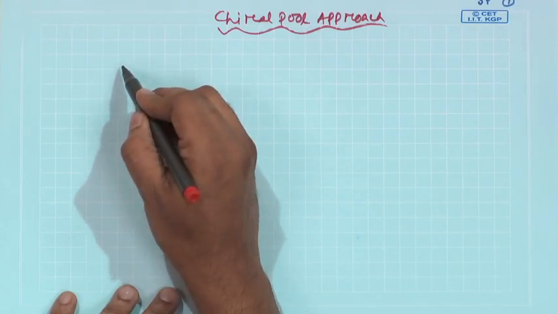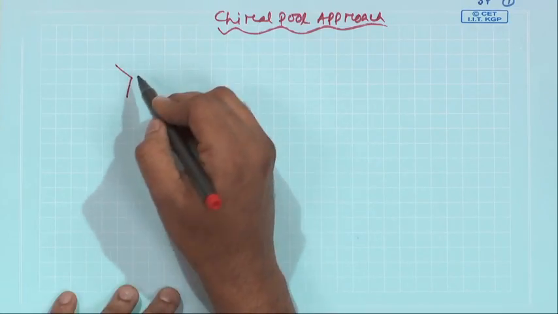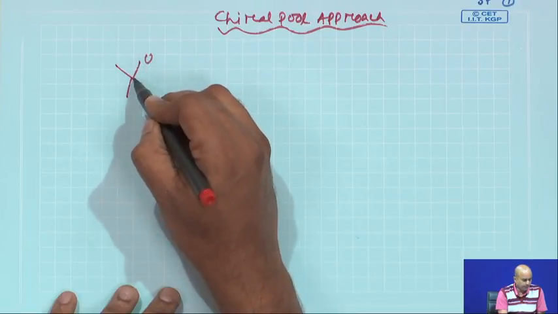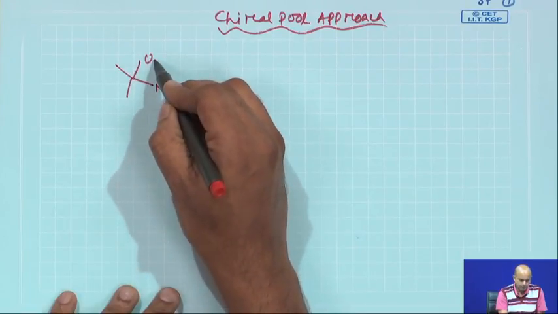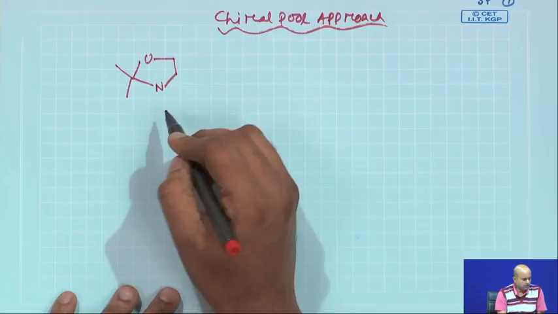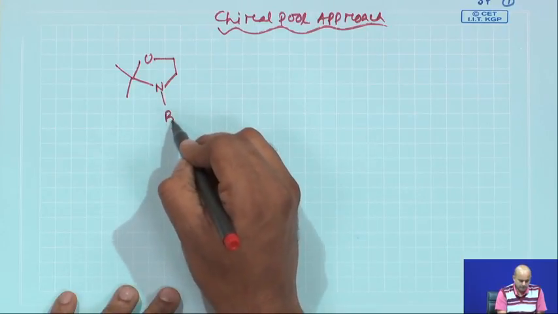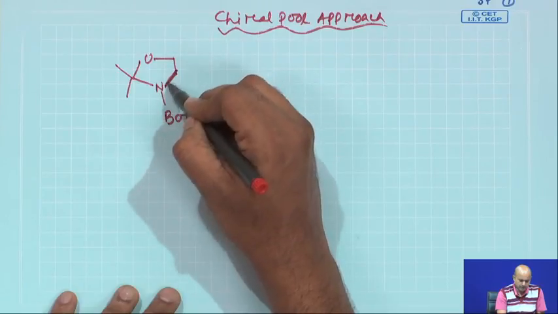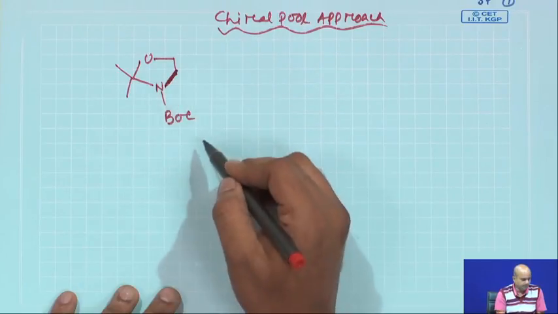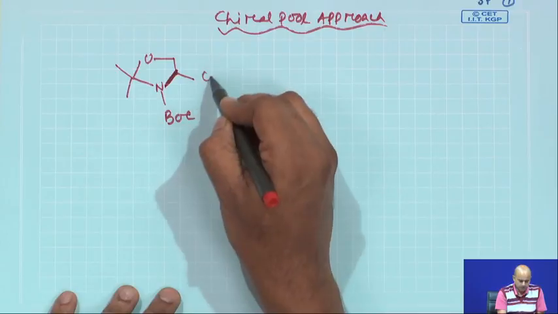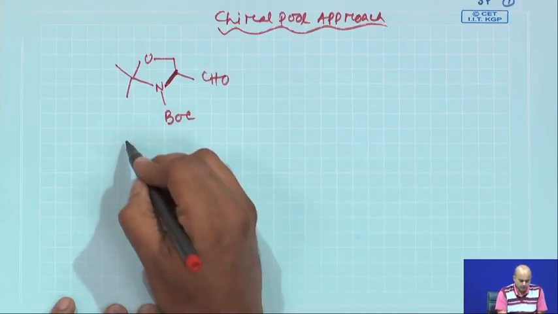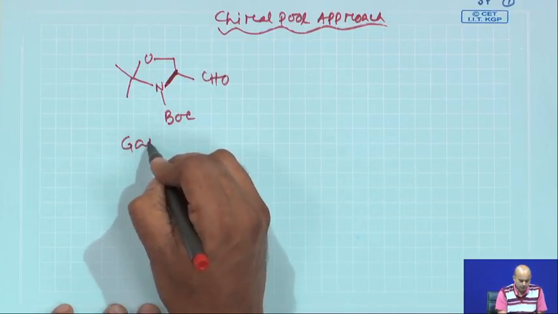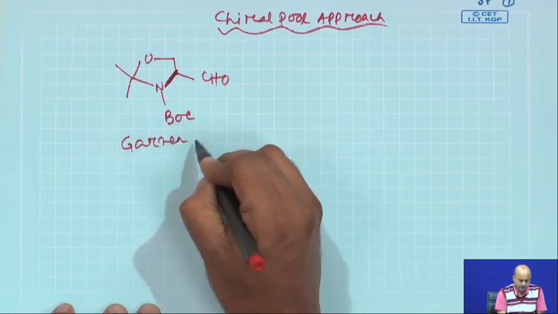Now, this particular problem which I am going to pick up basically involves a kind of divergency, but the divergency is generated from the starting material, not a reagent-based divergency. This particular compound is a very good building block. Its name is Garner aldehyde.